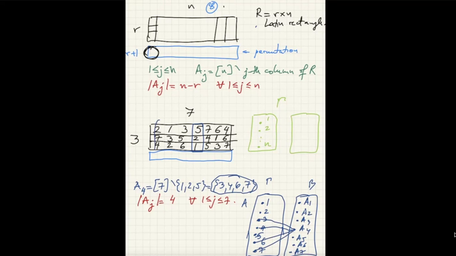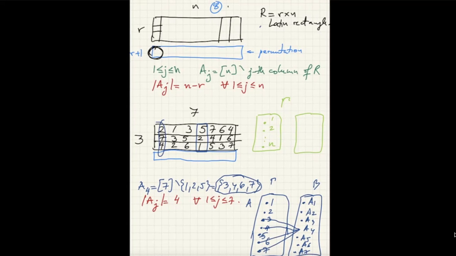For example, A1, what is A1 here? Well, A1 is the complement of 2, 7, 4. So A1 is 1, 3, 5, 6. So A1 is joined to 1, 3, 5, and 6. And so on. Okay, so that's the way it works in here too. You have A1 through AN. And if we have an element I here, we join it to a set AJ if and only if I belongs to AJ.